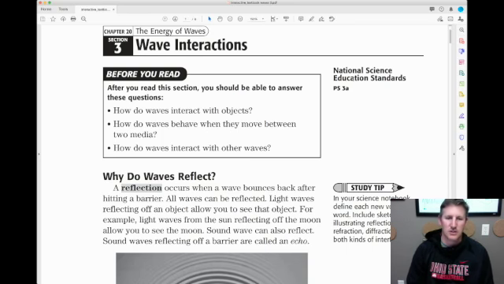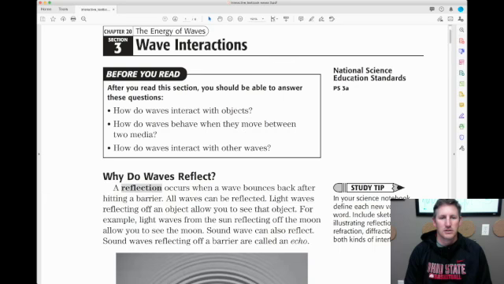Please answer the questions as we move along. They will be entered into your Edpuzzle. And this is the last section on the introduction of waves. I'll have a brief little quiz for you tomorrow, so do that to the best of your ability.